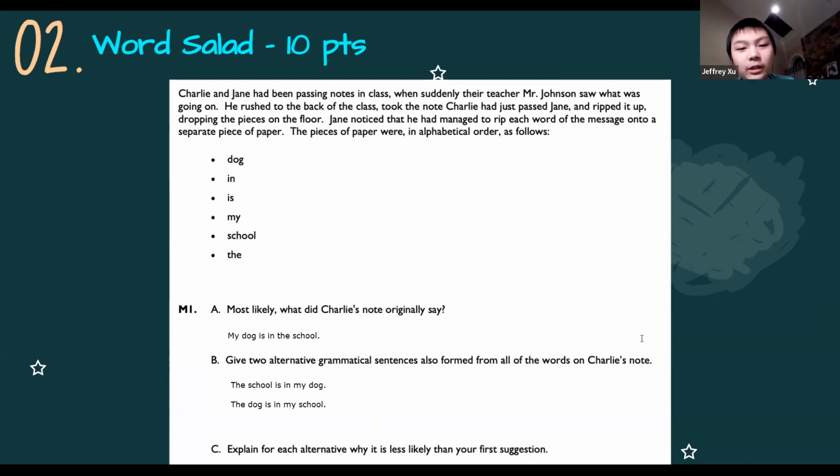And explain for each alternative why it is less likely than your first suggestion. This is fairly obvious. The first one is less likely because it makes no physical sense. And the second one is less likely because Charlie would probably refer to it as the school, considering that they're both in the same school. And with that, we will move on to part two.